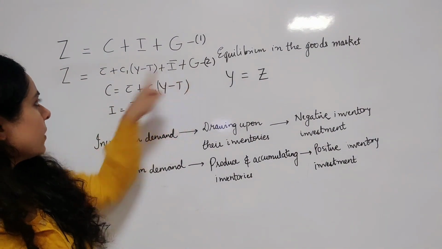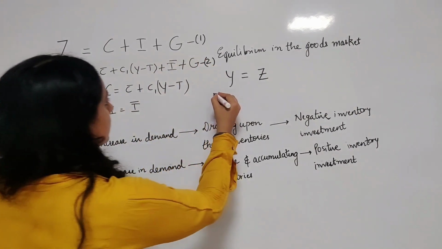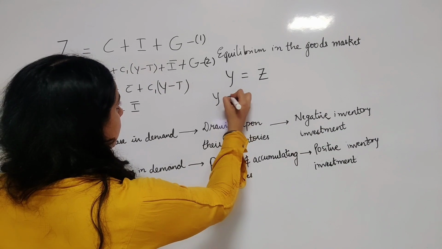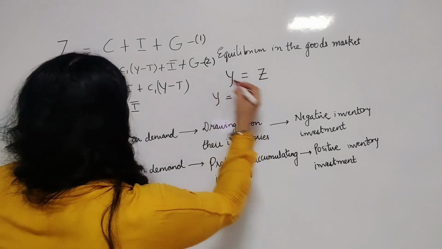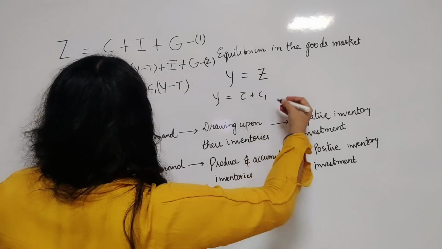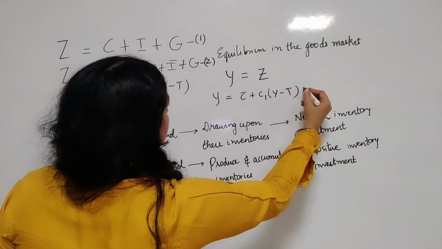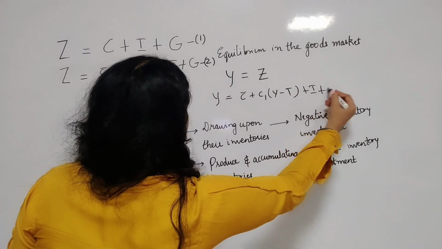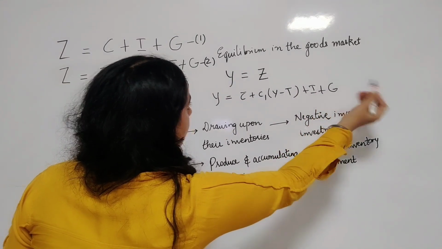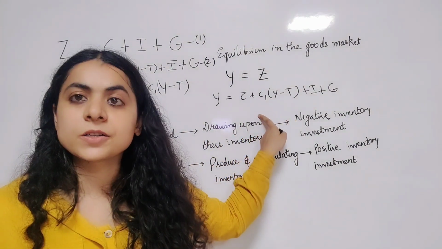Replacing demand from its expression in equation 2, we get Y is the sum of C bar plus C1 Y, investment, government spending. Equilibrium production is equal to demand.